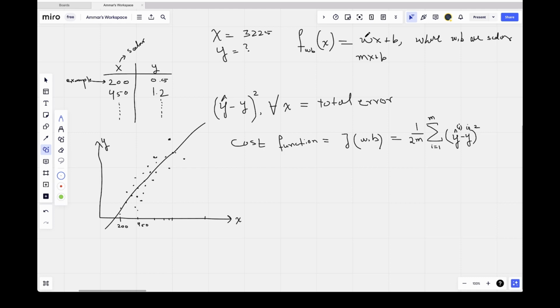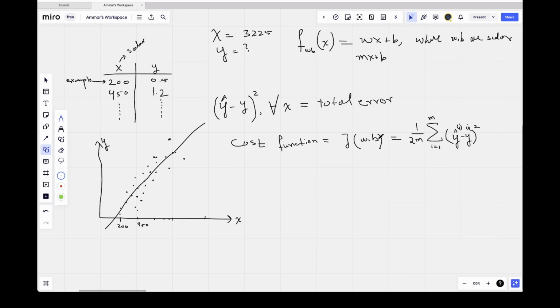We want to find the optimal values for w and b, and depending on what values you choose for w and b, you're computing the cost, right? For some values of w and b, the cost might be lower because your line actually fits the data very well, but for some other values, the line might not be capturing your data. And in that case, the cost would be higher, right?